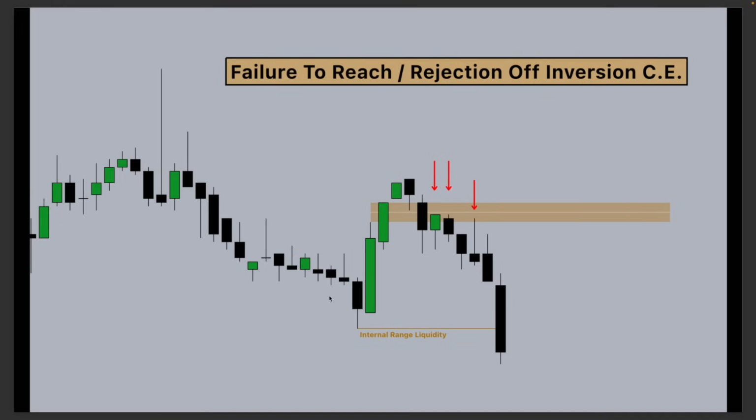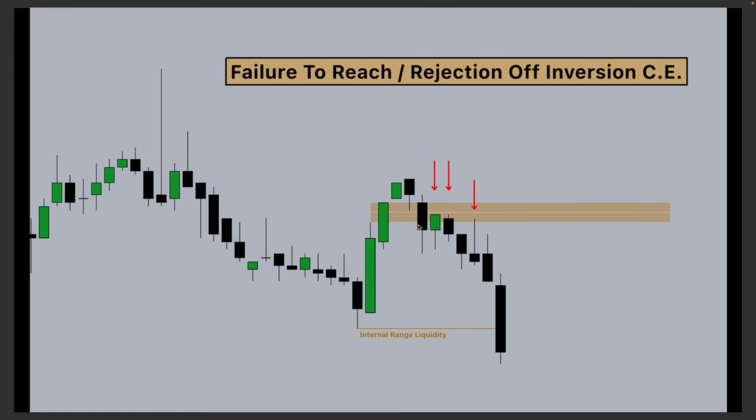So first example here. First off, if you guys haven't seen my previous video discussing the silver bullet and inversion model, this was a great example of it. This is a 1-minute chart. So I will link that video for you guys to watch as well. And you'll get a more in-depth explanation on why this was a good entry to go short here, attacking this internal range liquidity. That being said, looking at an algorithmic signature here, price closes below this BISI.